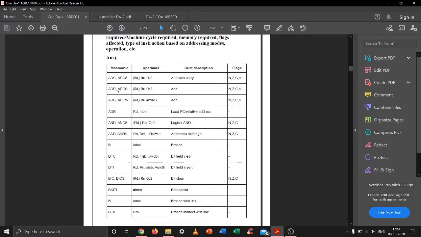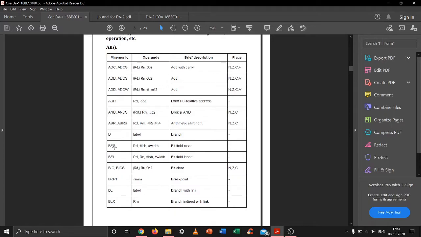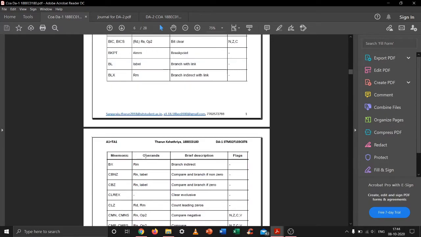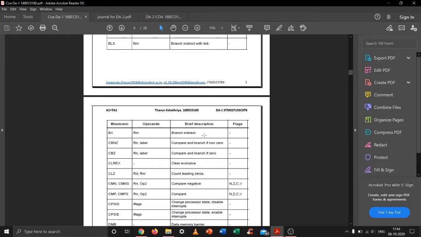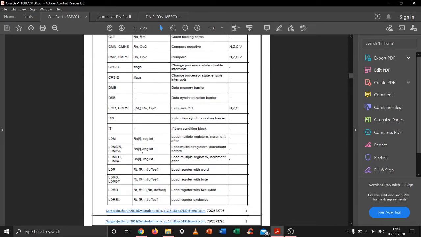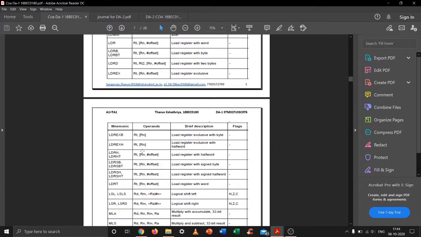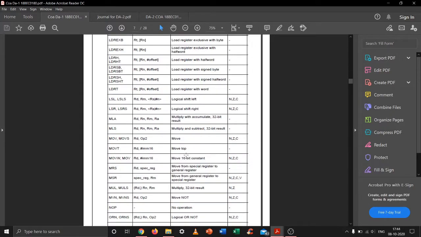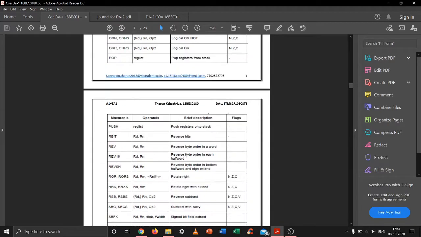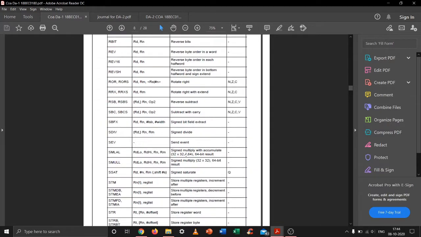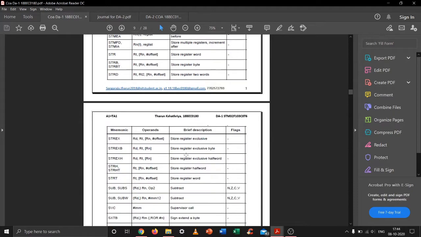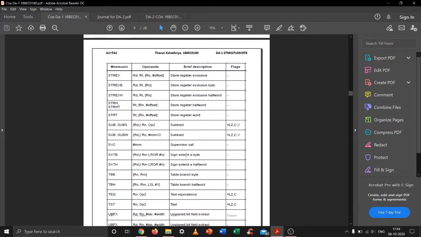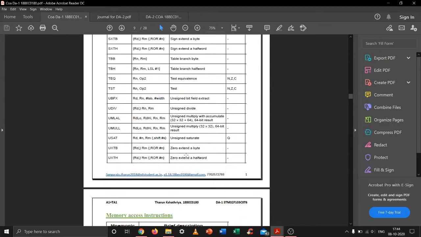Normally ADD, ADC, add with carry, like this; branch B, branch BX, branch indirect, like this. There will be commands and the brief description. This is the whole instruction set of the microcontroller which I selected, the STM microcontroller.